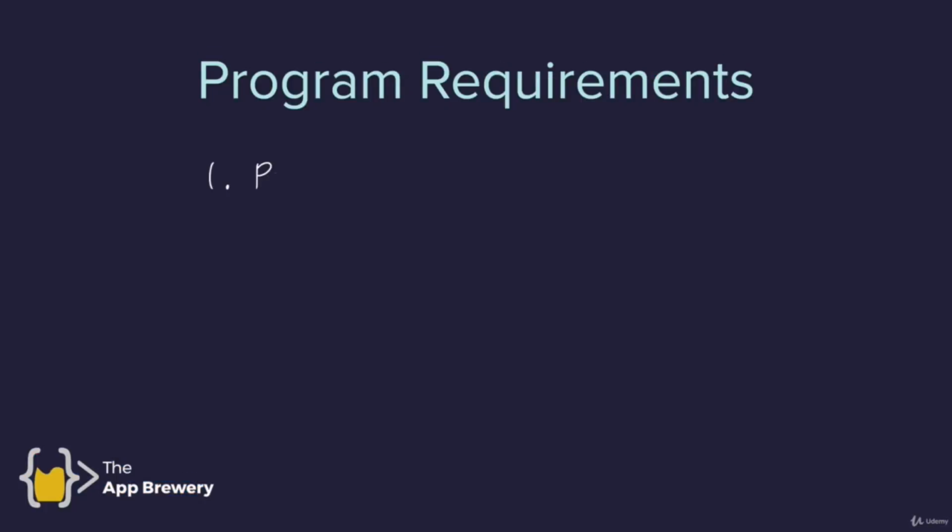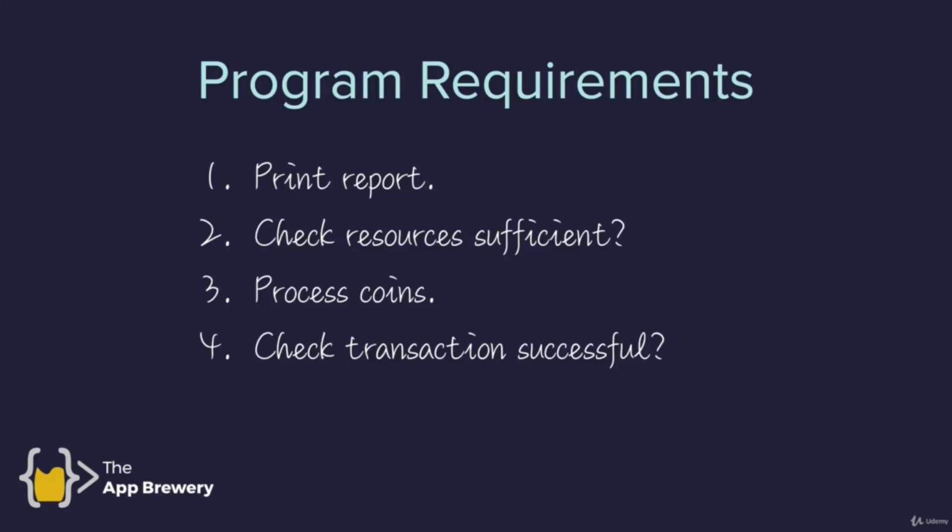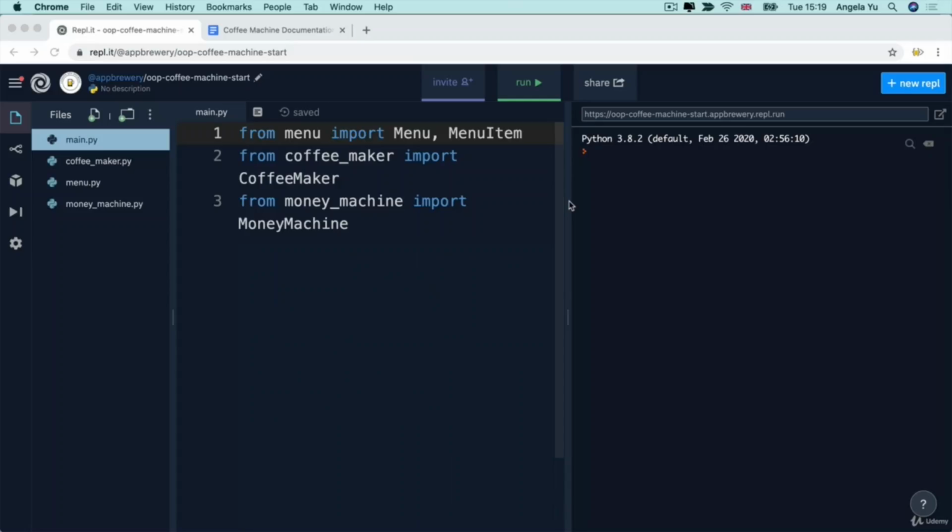Now, the program still has the same requirements as before. You have to print reports for all the resources, check the resources are sufficient, process coins, check the transaction is successful, and finally make coffee. But in this case, you're going to be working with objects. In the course resources, you'll find a link to the starting project for the OOP coffee machine.